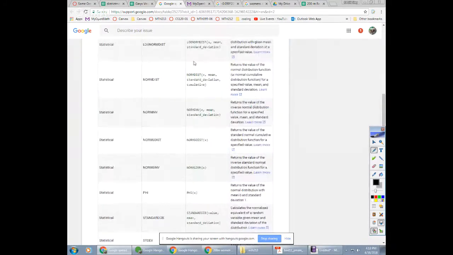But usually what I do is I start looking here if I'm not sure what function I need. And usually their descriptions are not very good. And so then I go search the internet for Google Sheets and this formula, and somebody will write up a better description somewhere.